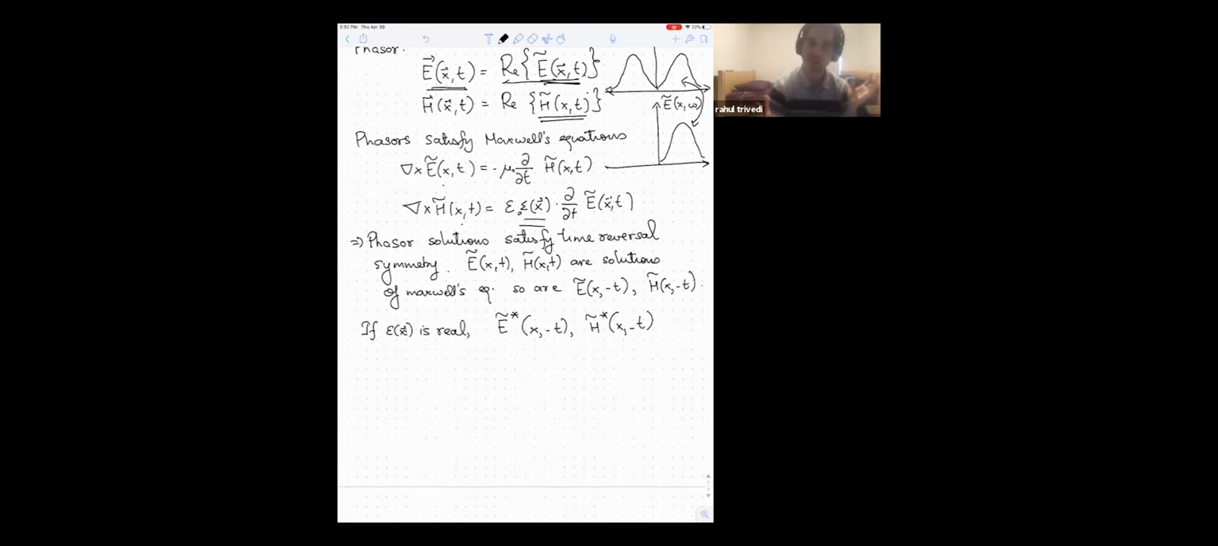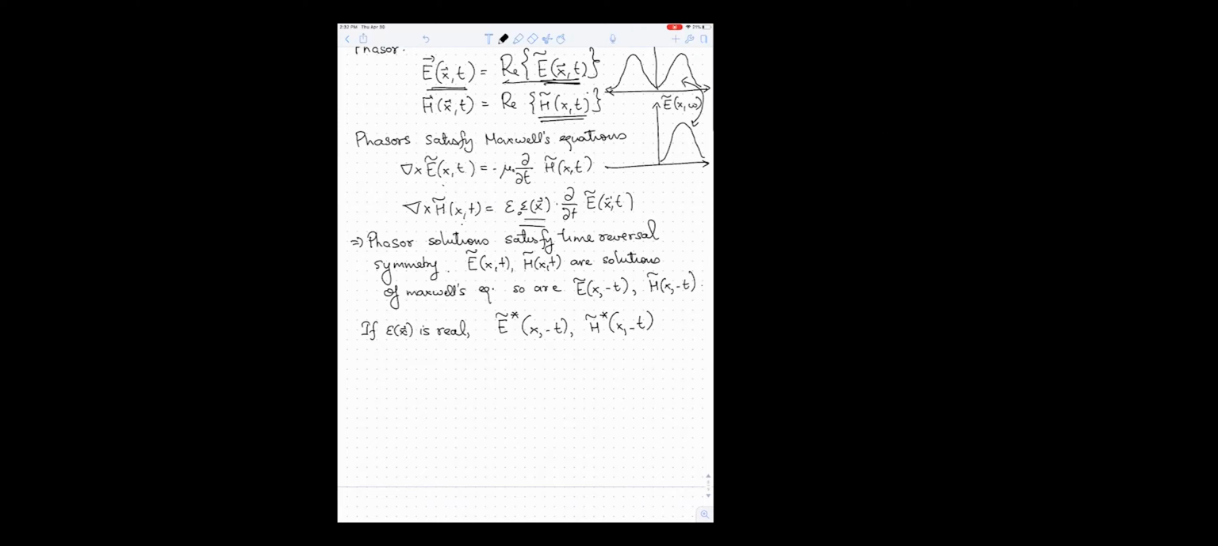Does this make sense? So now E star of x comma minus t is something that has come back into positive frequency. So it's a valid phasor representation. Does this make sense? It's a somewhat technical point, but we'll be using this quite a lot. So I thought I would make this very explicit.